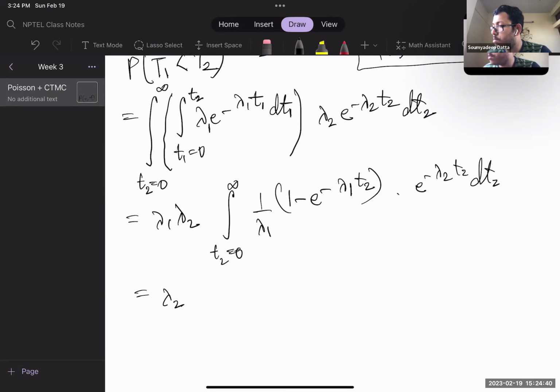Can somebody help me with this? Lambda 2 times the integral over T2 equal to 0 to infinity of e to the power minus lambda 2 T2. So this will be nothing but 1 upon lambda 2, right?